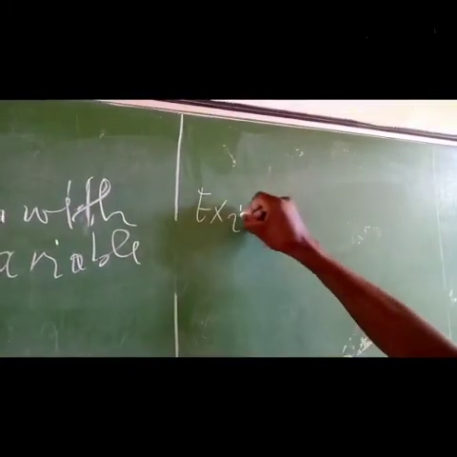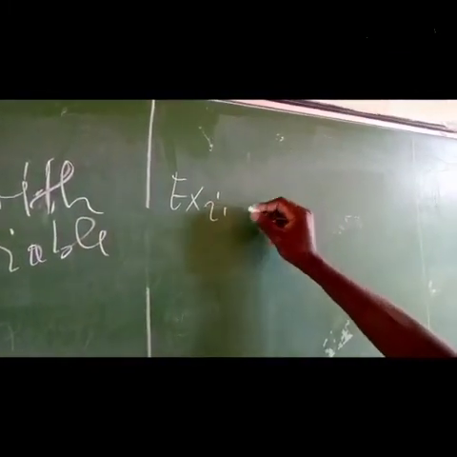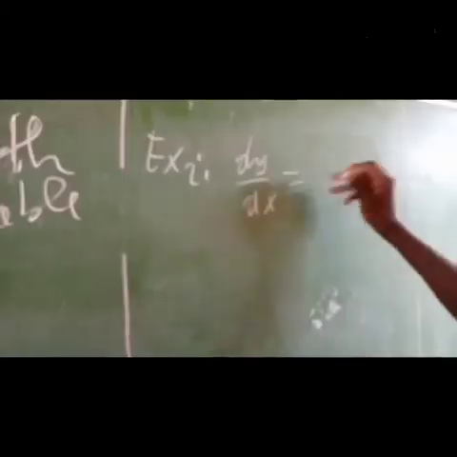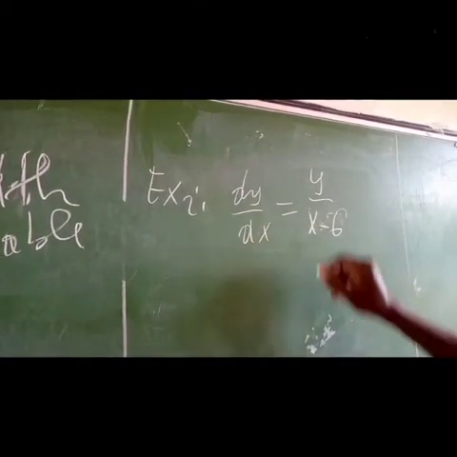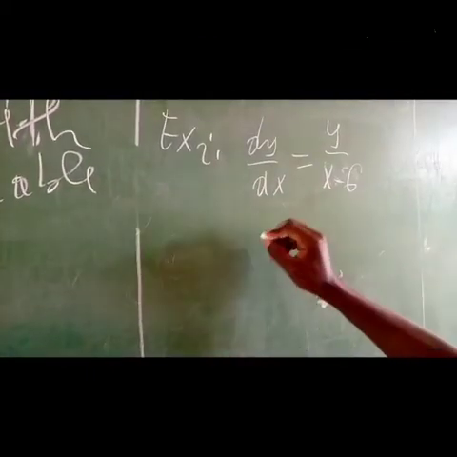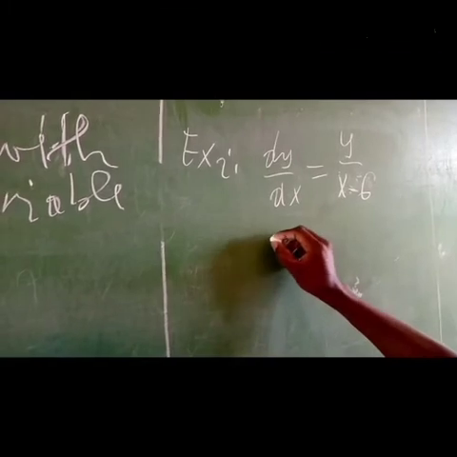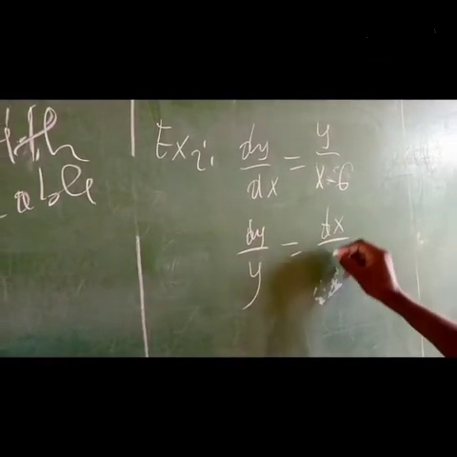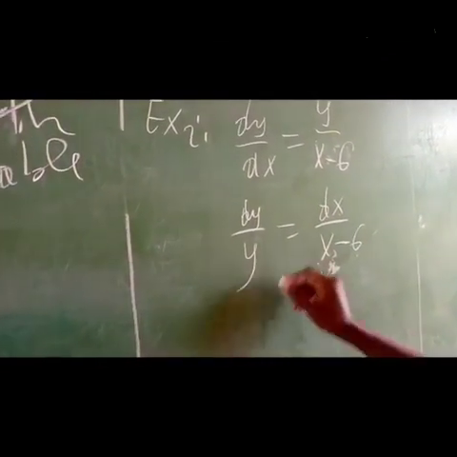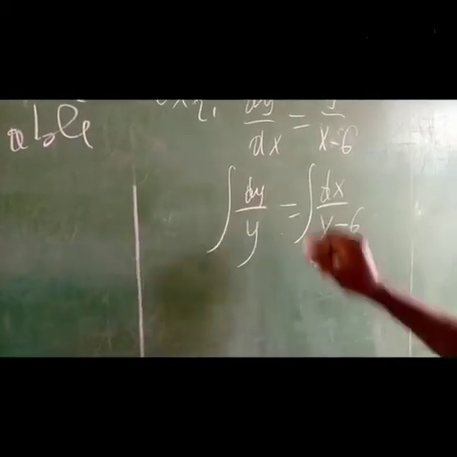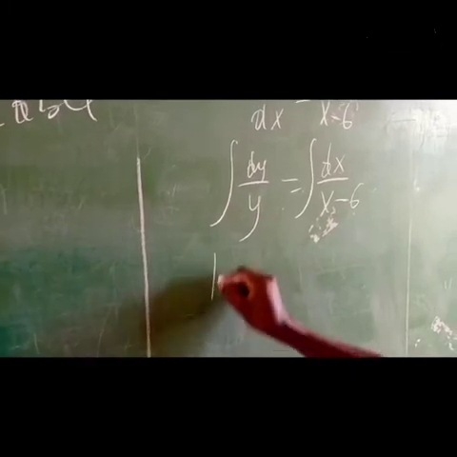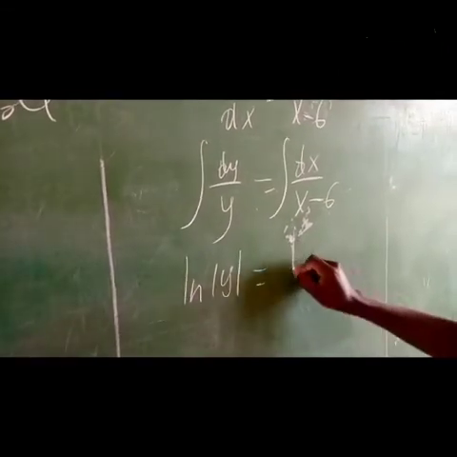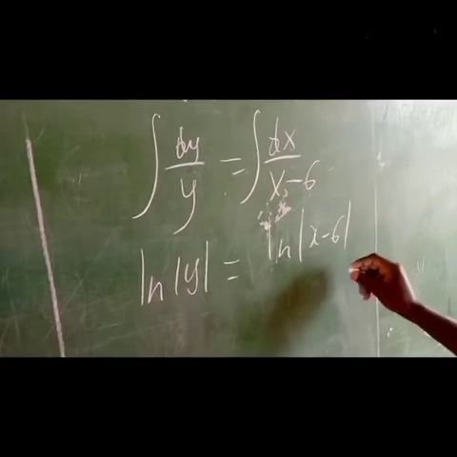Example 2 of a differential equation: we have dy over dx is equal to y over x negative 6. And then here we have to find y, where we have to find dy over y is equal to dx over x negative 6. And then here we just use integration on both sides, and then we get ln y is equal to ln of x negative 6 plus c.